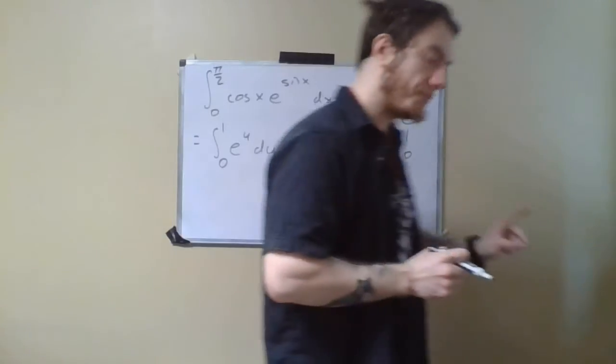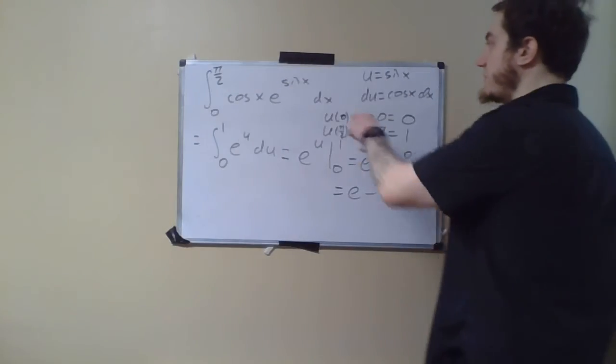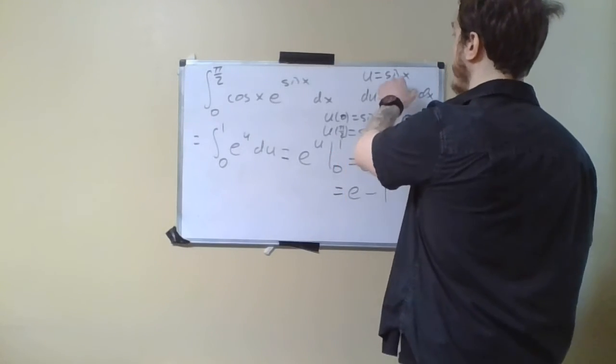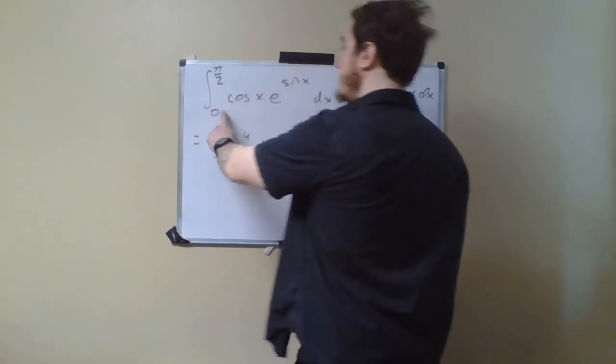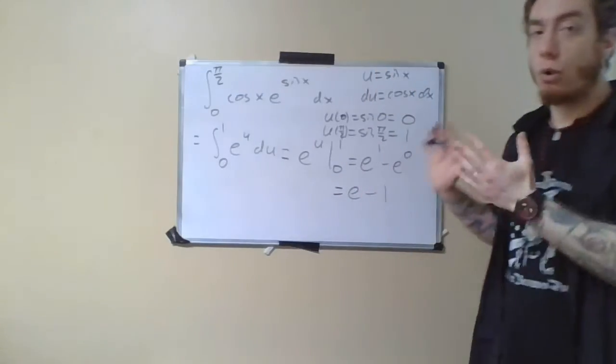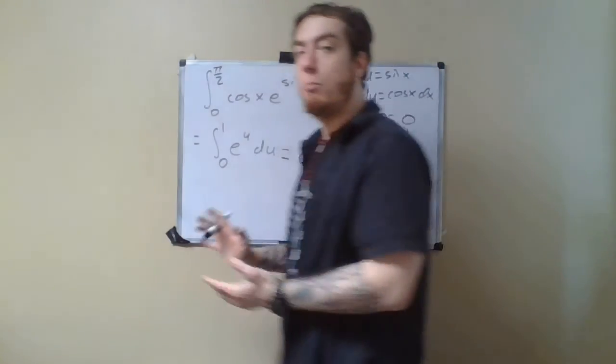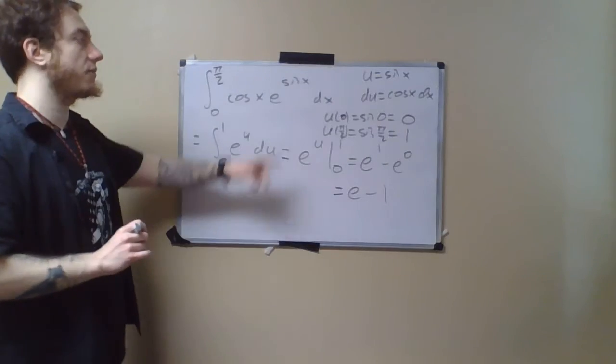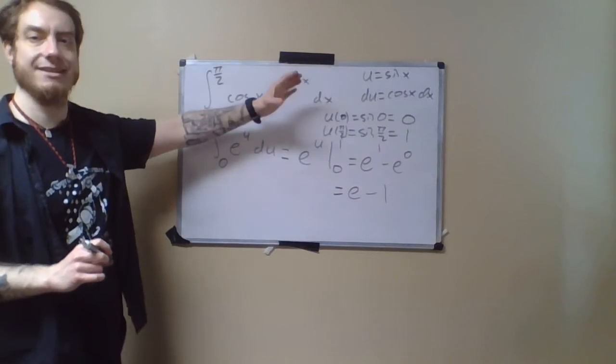Now notice, I could have done this by just finding the antiderivative, rewriting it in terms of sine x, and then using the original bounds. That would have worked perfectly fine. But it would have been more work in some ways because I would have had to reconvert everything back in terms of x's.